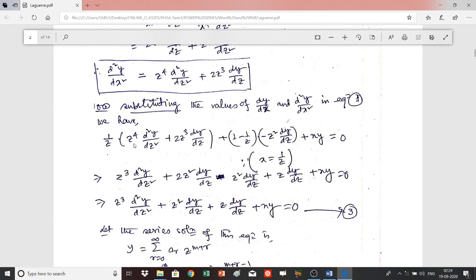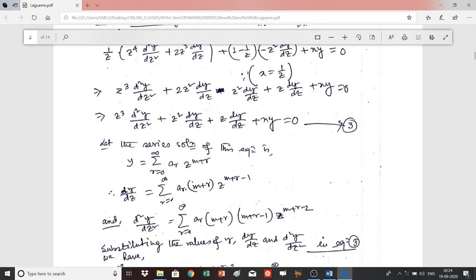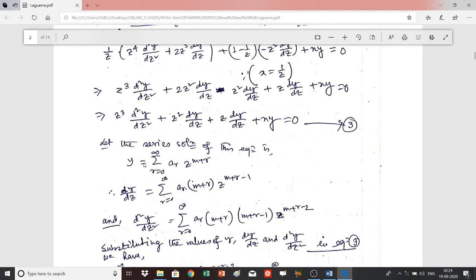Just separate this, and from this you will have these two terms, and from here z square dy by dz, and then plus z dy by dz plus ny. After simplification, it will give z cube d2y by dz square plus z square dy by dz plus z dy by dz plus ny is equal to 0. I write this as equation 3.